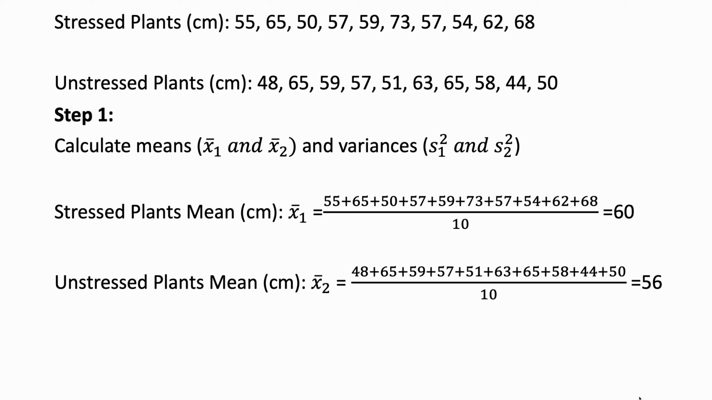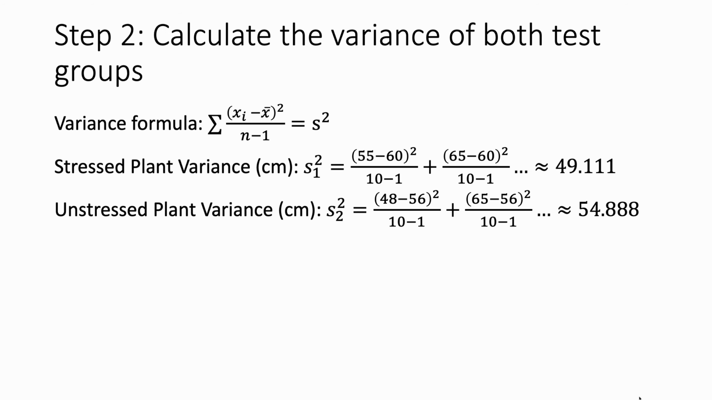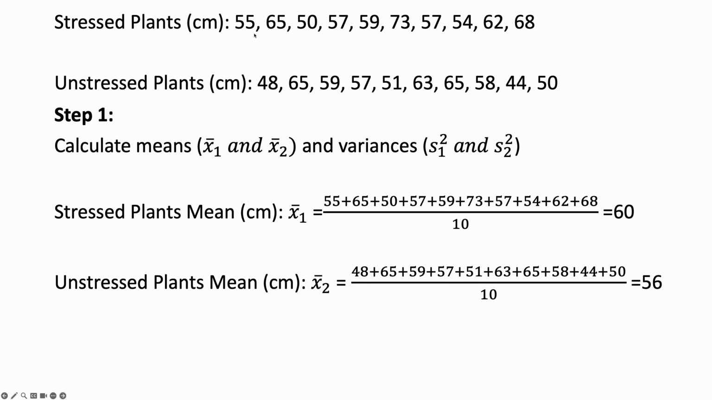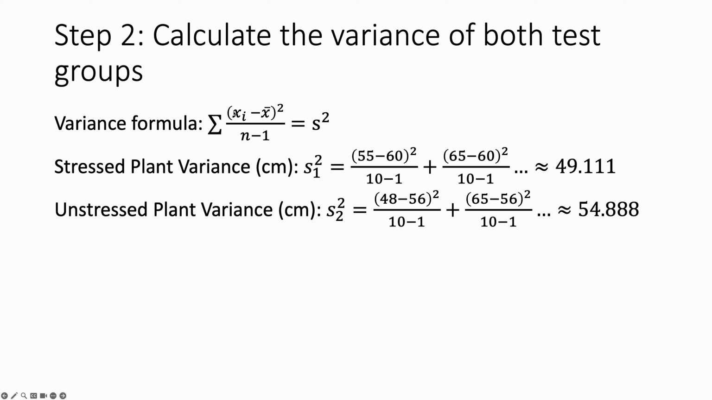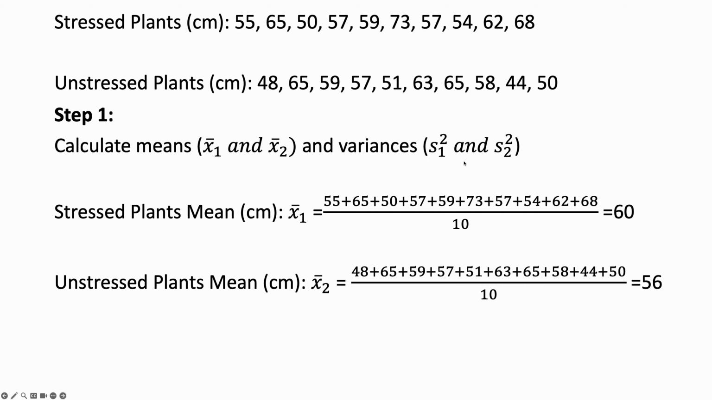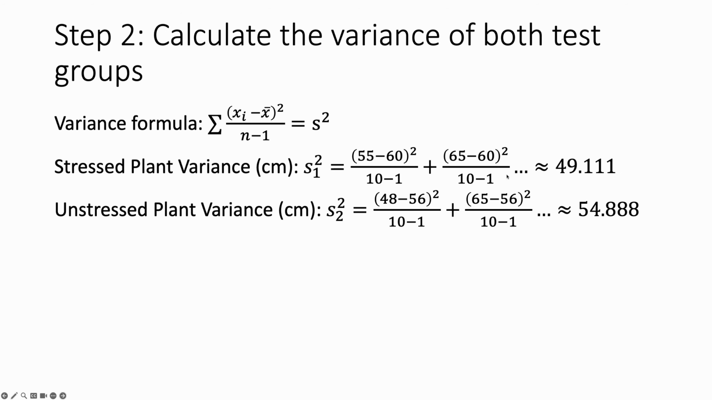Once we have calculated the means, we will now find the variance, which can be found by the sum of the number minus the mean, squared, divided by the number of trials minus 1. In this case, for the stressed plant variance, we'll first start with the first number, 55. We take 55 minus 60, which is the mean, squared, divided by the number of trials, which is 10 minus 1, plus the second number, etc., which gives us approximately 49.111 repeating. And then we find our unstressed plant variance, which is equal to 54.888.